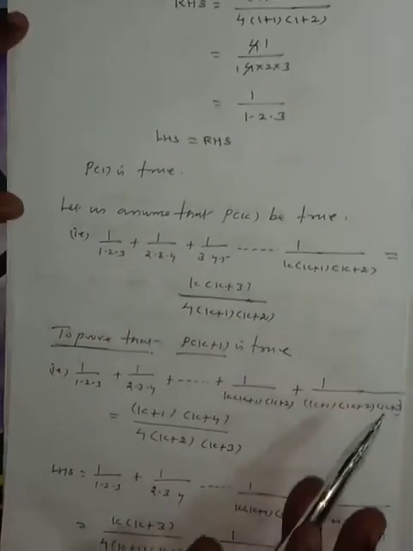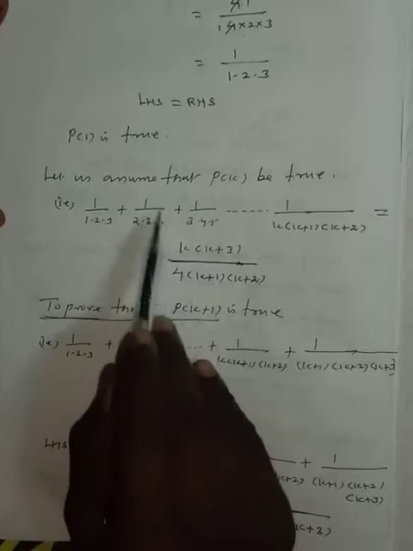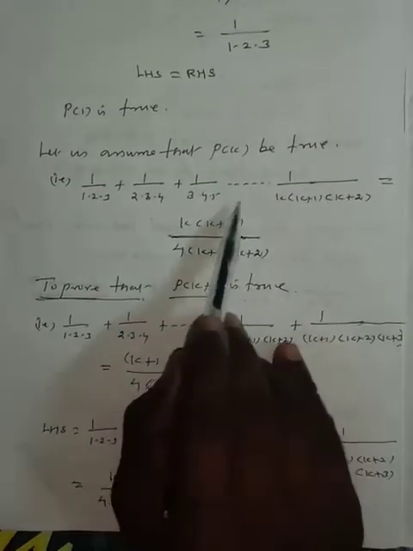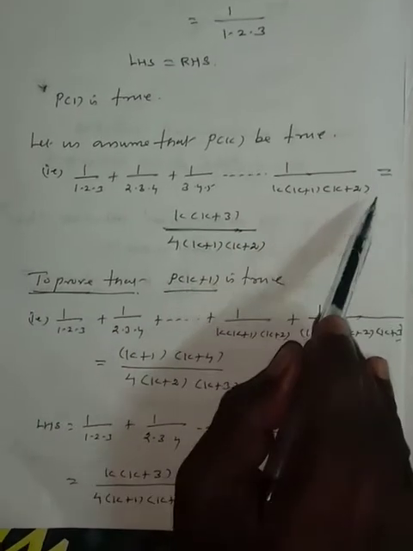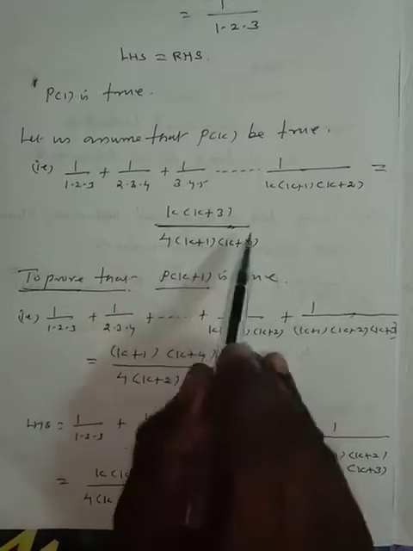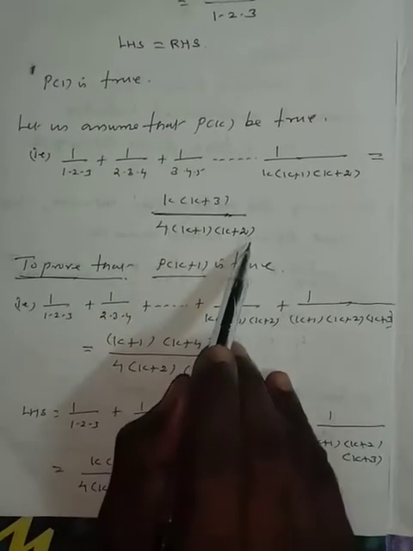Let us assume that P(k) be true. That is 1 divided by 1.2.3 plus 1 divided by 2.3.4 plus and so on to 1 divided by k into (k+1) into (k+2) is equal to k into (k+3) divided by 4 into (k+1) into (k+2).